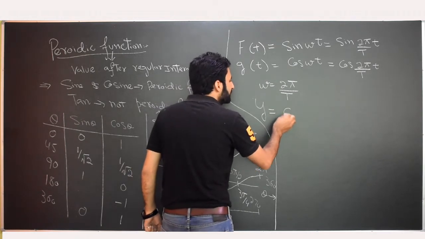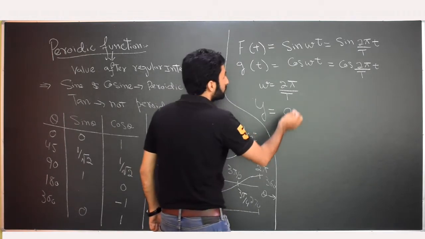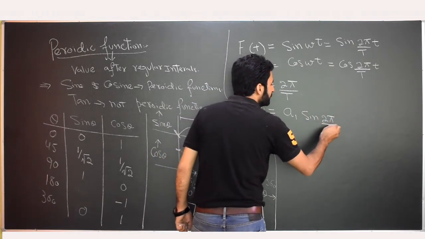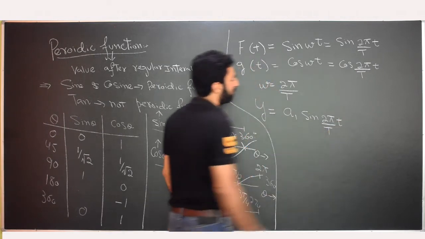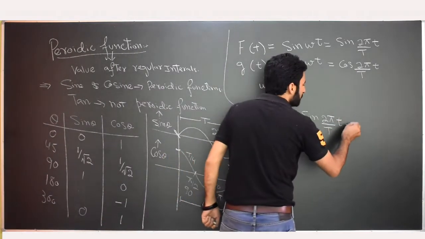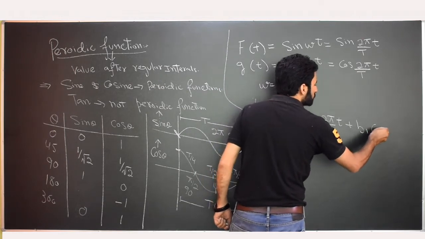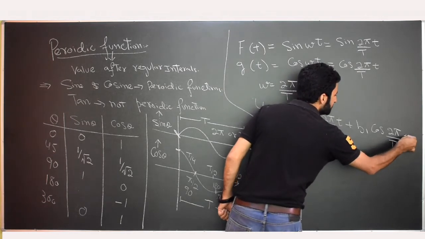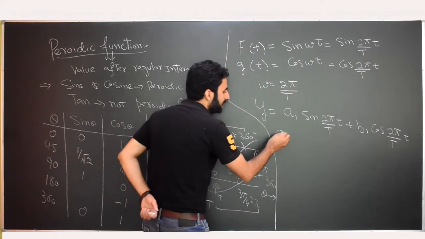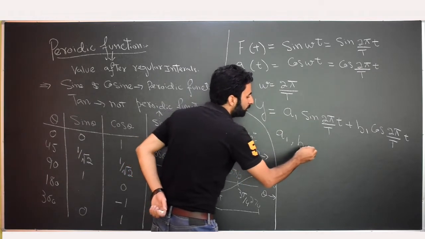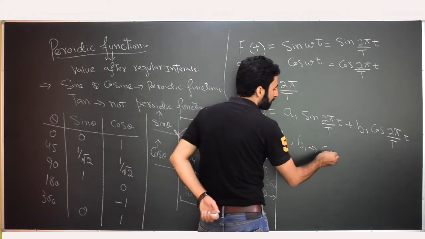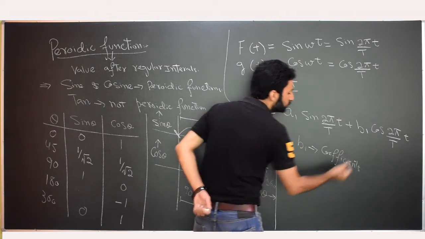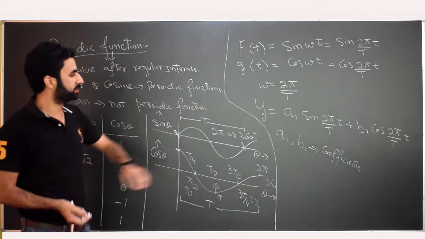a1 sine of 2 pi by T into small t, plus b1 cos of 2 pi by T into small t. Here we will not define this a1 and b1, we simply call them coefficients. We'll later name these coefficients because they are known as Fourier coefficients.